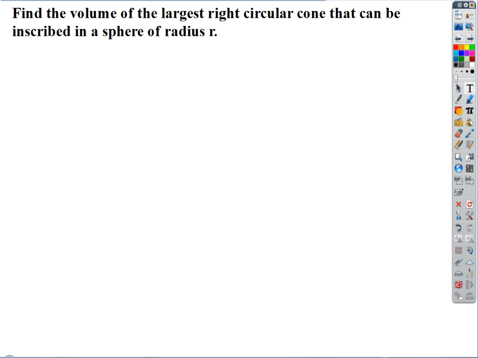What are we going to do here? Find the volume of the largest right circular cone that can be inscribed in a sphere of radius r. So, suggestions for the picture. We draw a sphere. Spheres are hard, but circles are pretty easy. Actually, circles are really easy for me because I can cheat.